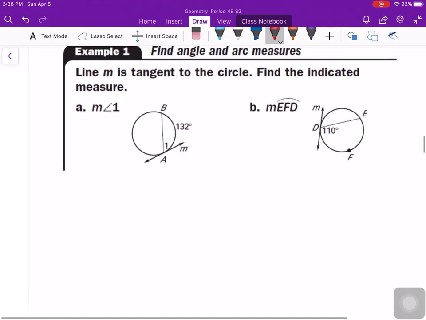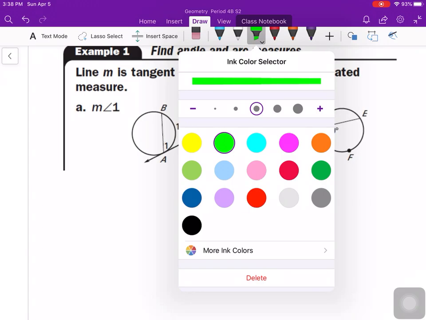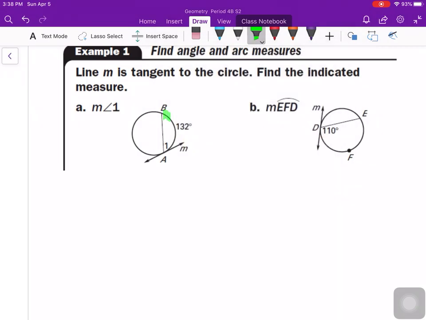Okay, so the first example says line M is tangent to the circle. Find the indicated measure, so the measure of angle 1. Again, what we're looking for is the arc measure, so then we can use that to figure out what the angle measure would be. So if the arc measure is 132, the measure of angle 1 is going to be half of that. So that's going to be 66.